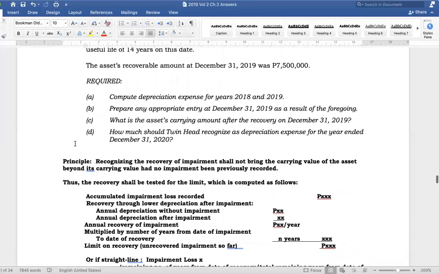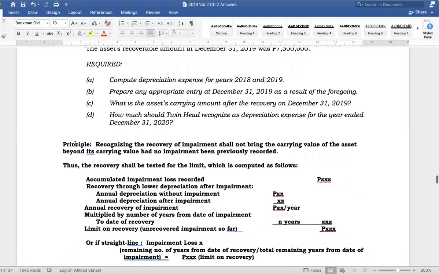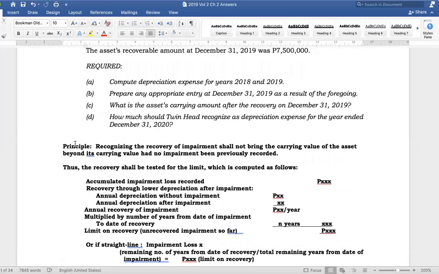Okay, so what is our principle? Please take note of this principle. Please go back to this video repeatedly and please master the principles emphasized in this exercise solved. The principle is that recognizing the recovery of impairment shall not bring the carrying value of the asset beyond its carrying value had no impairment been previously recorded. So that means therefore that the amount of the recovery has a limit.